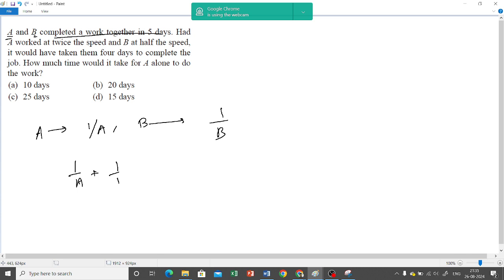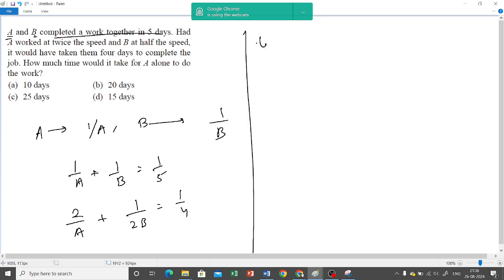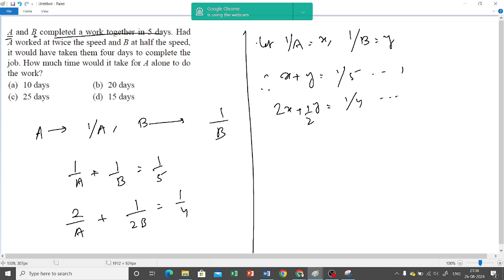It is given that 1 by A plus 1 by B is 1 by 5, right? And then it is given had A worked at twice the speed, so that means 2 by A, and B at half the speed, so that means 1 by 2B. It would have taken them 4 days to complete the job, so that means 1 by 4. Okay, now let 1 by A equal X and 1 by B equal Y. So X plus Y is equal to 1 by 5, and 2X plus Y by 2 is equal to 1 by 4. Now just solve them simultaneously.